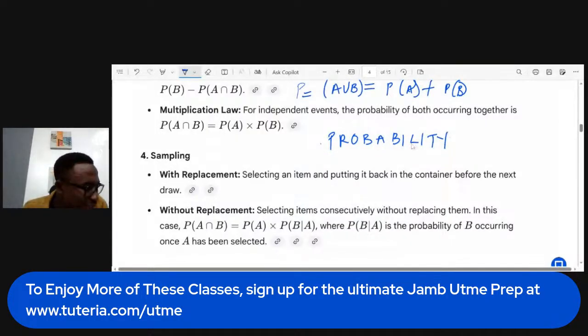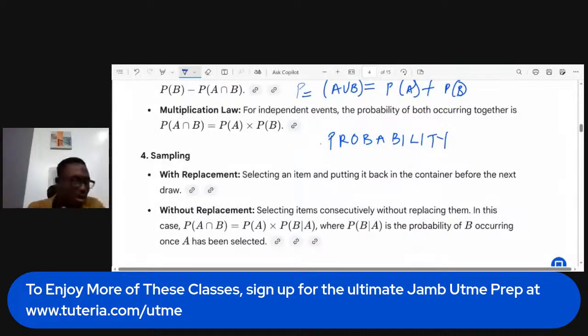So if the letters in the word probability are cut and dropped, that is, you cut the letters P, R, O, B, A, B, I, L, I, T, Y, how many letters are there? Let's count them: 1, 2, 3, 4, 5, 6, 7, 8, 9, 10, and 11. So probability has 11 letters. The question is saying, if you cut each letter and drop it in a bag.